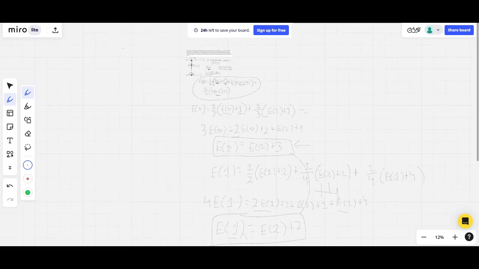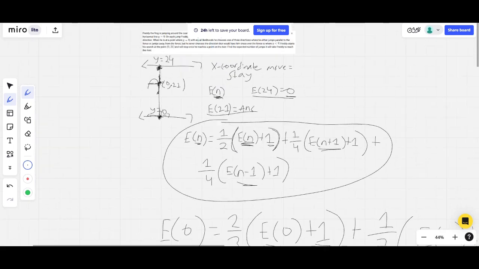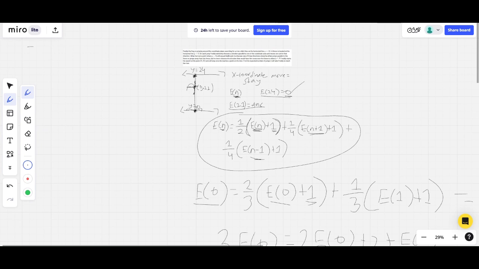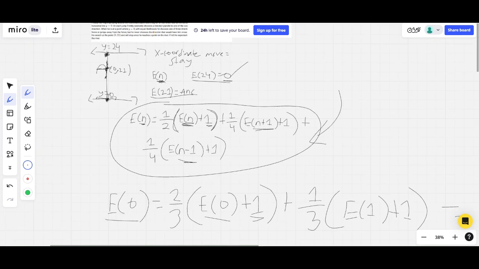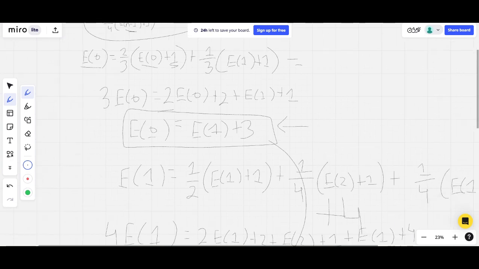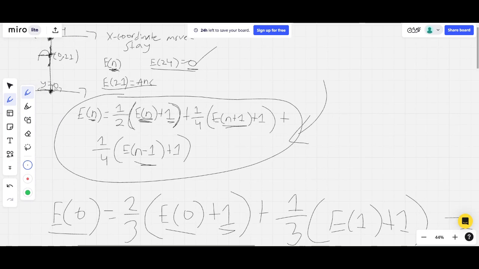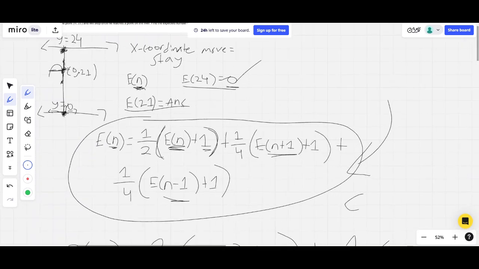And so what we basically did here is we first identified the two outlier cases, the two special cases, which were E(0) and E(24). Then we came up with a recursive equation. And then we used E(0) to work up to E(1). We found a recursive pattern, and then we shot back up to E(23), and we worked our way back down to E(21). And that's how we got our answer of 273.